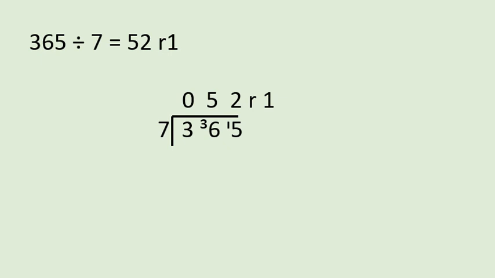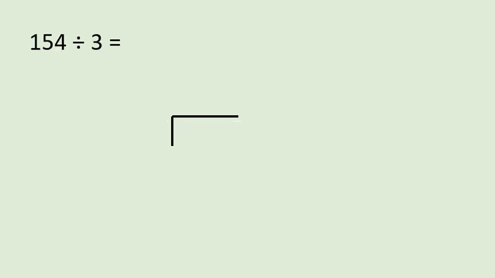Right, let's try one more. 154 divided by 3. I've written it on my bus stop. Now let's have a look. How many times does 3 go into 1? 3 can't go into 1. So I'm going to put a 0 above my line and exchange my 100 for 10 tens. I now have 15 tens.